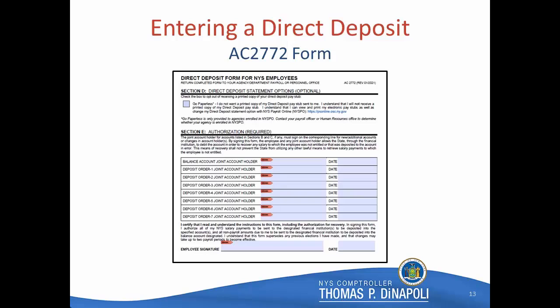The employee's signature also indicates they understand the form supersedes any previous forms that they have submitted and acknowledge that changes may take up to 2 payroll periods to become effective. All AC 270 forms submitted by the employee should be kept on file by the agency.